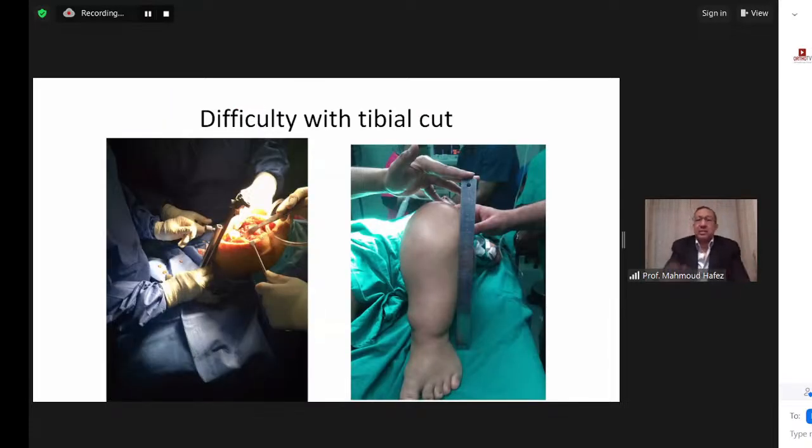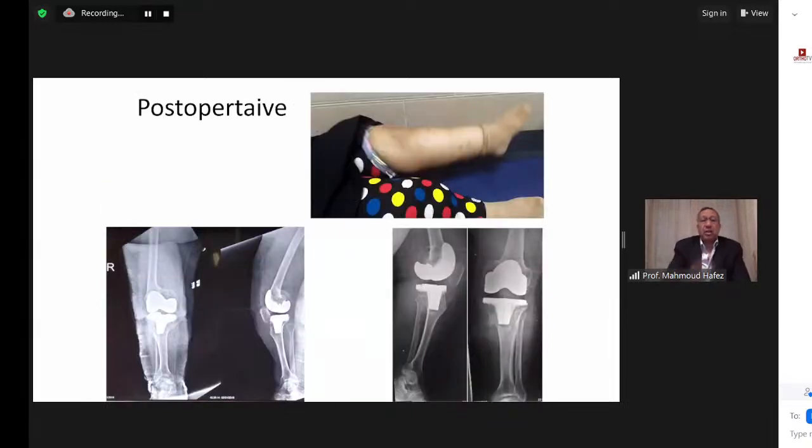When I did this case, as you can see here, the short tibia, which is impossible for any conventional technique to make a cut of the tibia, because as you can see on the left-hand side, the tibial jig is much higher than the level of the knee joint. So you cannot cut the tibia unless you cut it freehand or intramedullary, and you cannot go intramedullary because of the deformity. This is a patient with outcome, as you can see here.